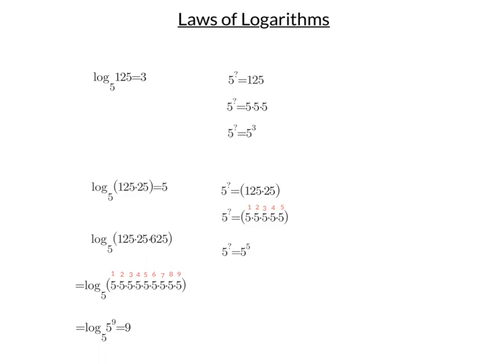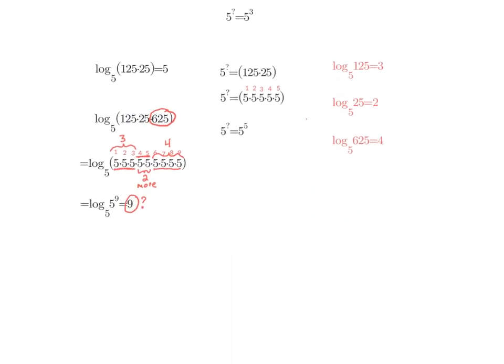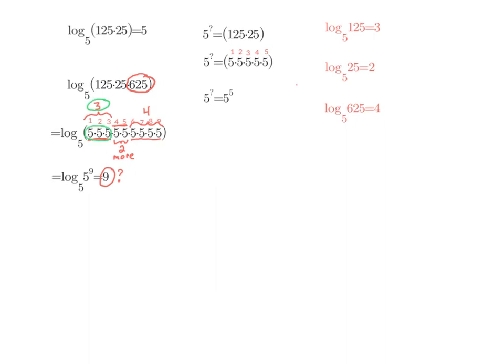All right, now if you noticed, the log with a base 5 of 125 is equal to 3, the log of 25 with a base 5 is equal to 2, and the log of 625 with a base 5 is equal to 4. How did we get 9? What did we have to do to the 3, the 2, and the 4? Well, obviously we had to add them.